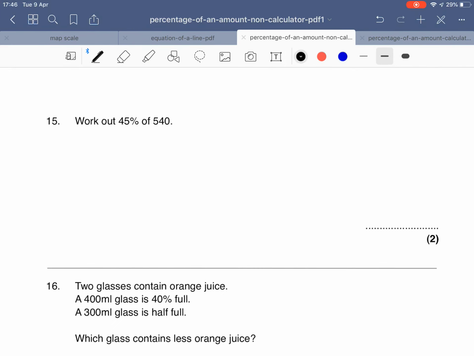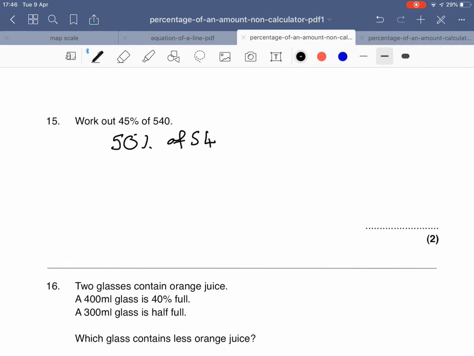Work out 45% of 540. You could do 45 a couple of different ways. We could find 10%, times it by the 4, then the 5% and add it on. Or we could do 50%, take away our 5%. You can do it lots of different ways. Let's do a little bit different. Let's do our 50% and then we'll take away the 5%.